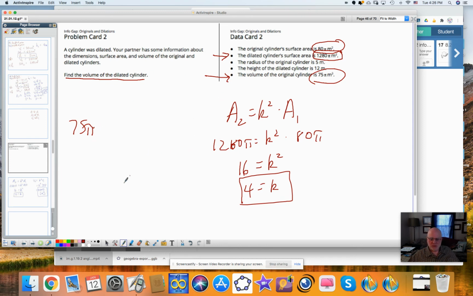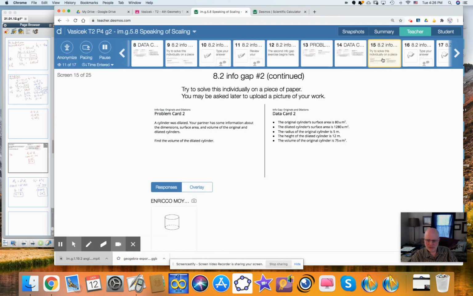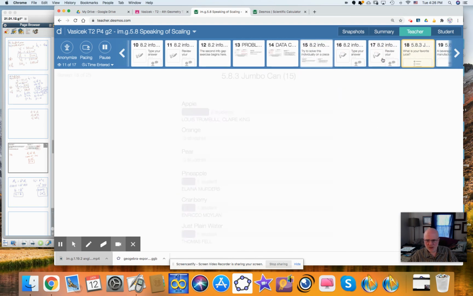So together, you both try to solve it individually, and you come up with an answer. I'm going to say my volume 2 is equal to k cubed times my volume 1. So I have volume 2 is equal to 4 cubed times 75 pi, and that's equal to some number. And I'll compare it with my partners, and if we disagree, we'll talk it over and decide who's correct. And that's pretty much all that we got through today.